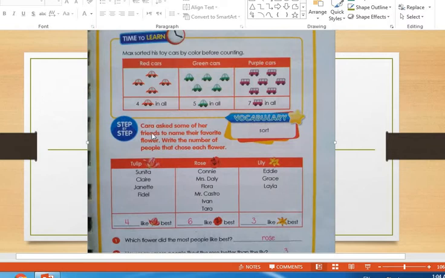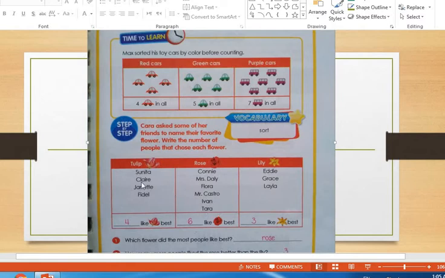For this example, Kara asked some of her friends to name their favorite flower. Write the number of people that chose each flower. I have 3 kinds of flowers: tulip, rose, lily. For tulip: Sunita, Claire, Janet, Fidel. For the rose flower: Connie, Mrs. Daly, Flora, Mrs. Castro, Ivan, Tara. For the lily flower: Eddie, Grace, Laila.